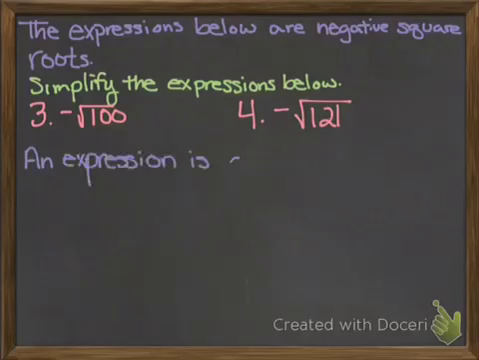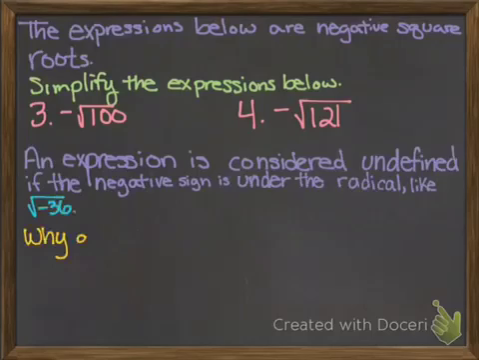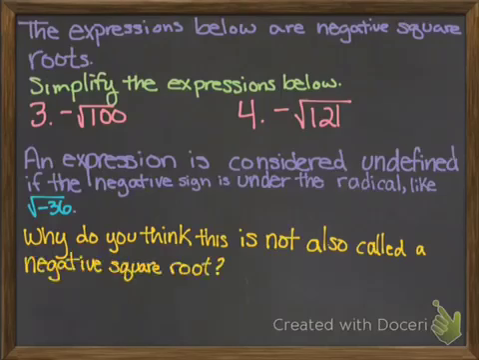So when we have an expression like this, the negative sign goes outside. And we call ones that have a negative sign under the radical undefined. So instead of negative square root of 100 like I had above, we could have the square root of negative 36, and this is considered undefined. So what I'd like you guys to take a couple of seconds to consider, and maybe the whole night, is why do you think that this is not also called a negative square root? There's a negative sign in there, but mathematicians like to call this one undefined.